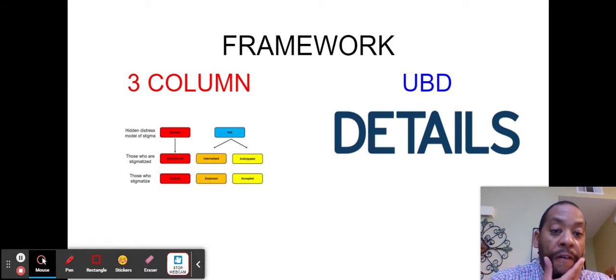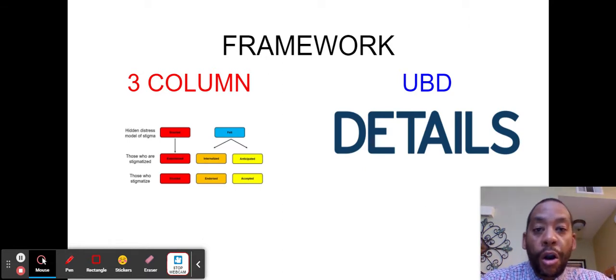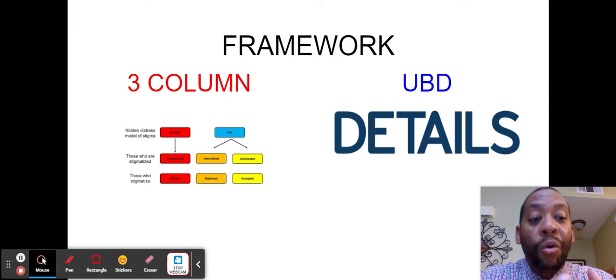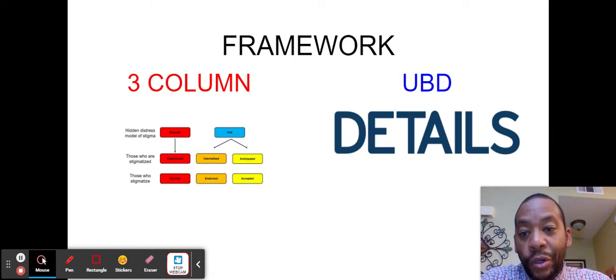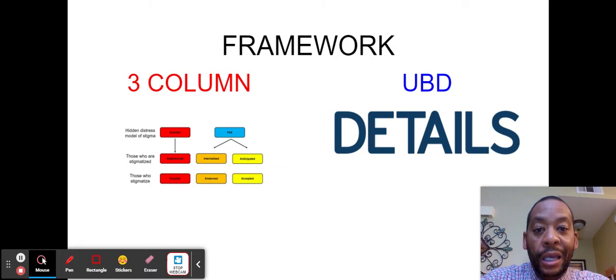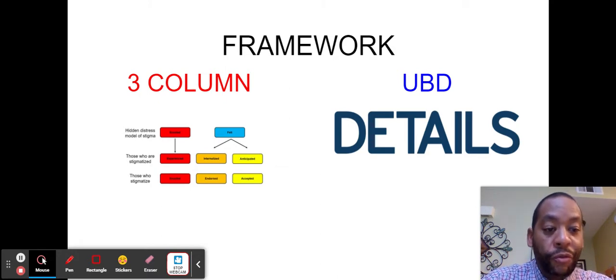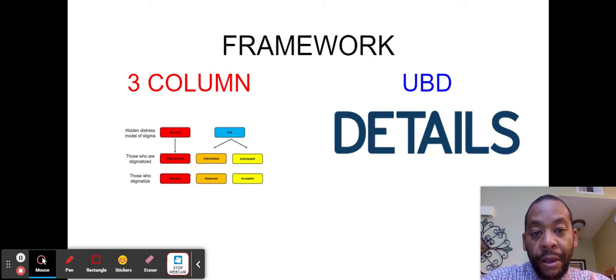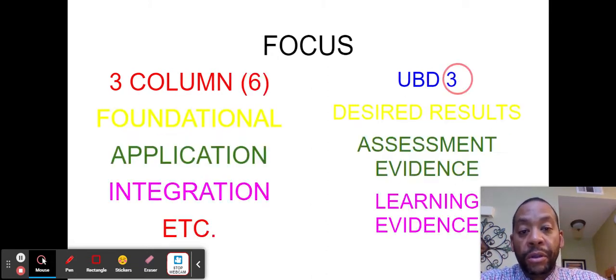Now the framework. If you are a person who is into details, the UBD setup is detail oriented, whereas the three column setup is a conceptual framework. All right. So as you look at the UBD, it is more detailed, there is more information on there, so on and so forth. The focus.